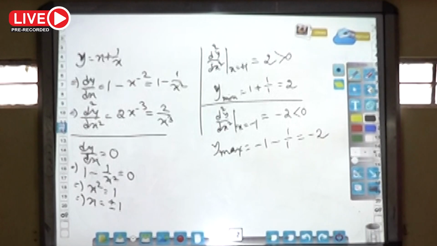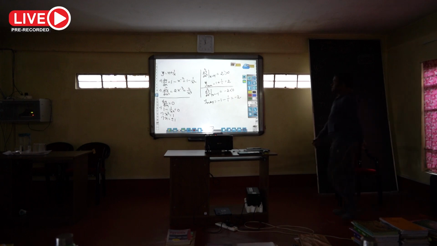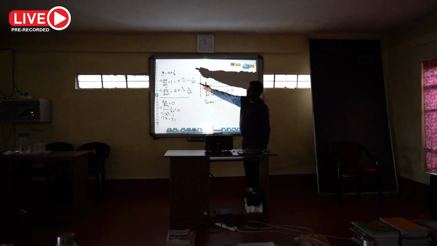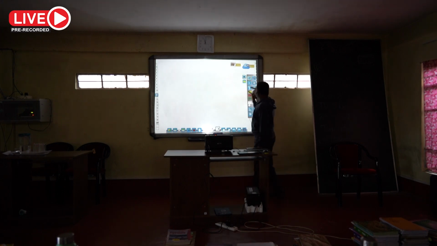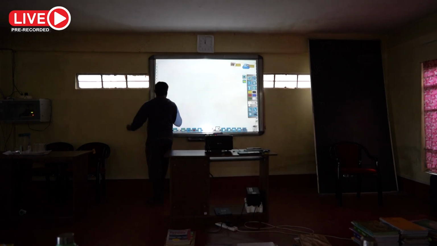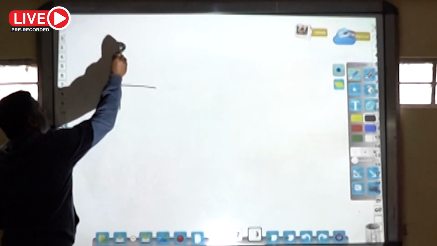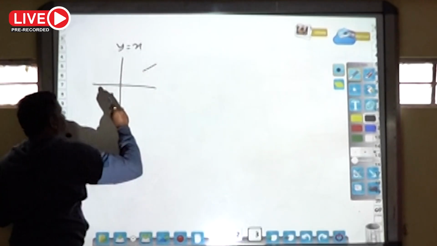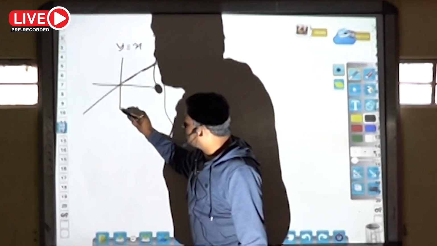How will you explain that the maximum value for this is -2, where the minimum value will be +2? It all comes from the graph. If you plot the graph of this function, y equal to x plus 1 by x, I will consider 3 different curves. First one is y equal to x. It is just a straight line at an angle of 45 degrees passing like this.